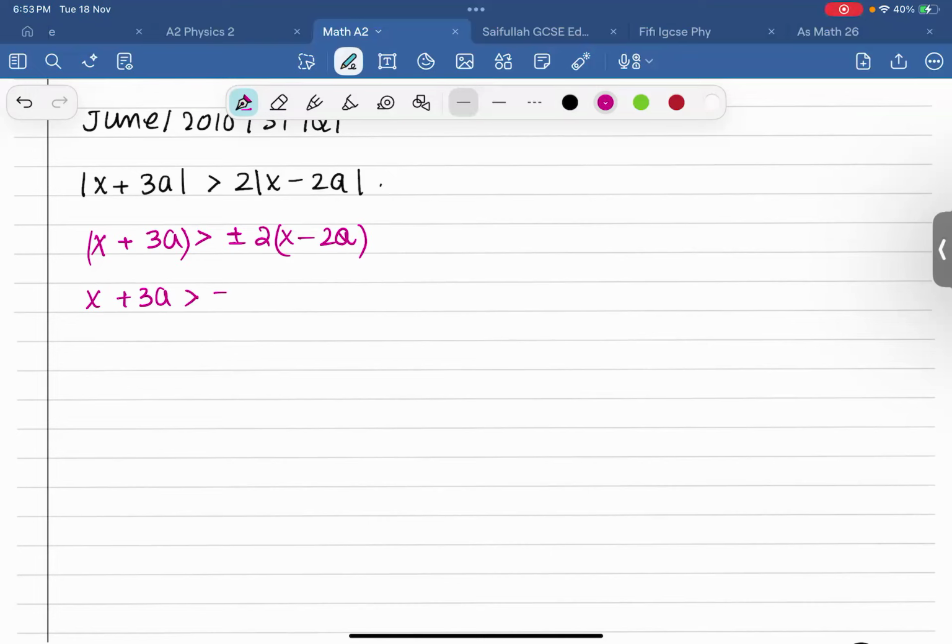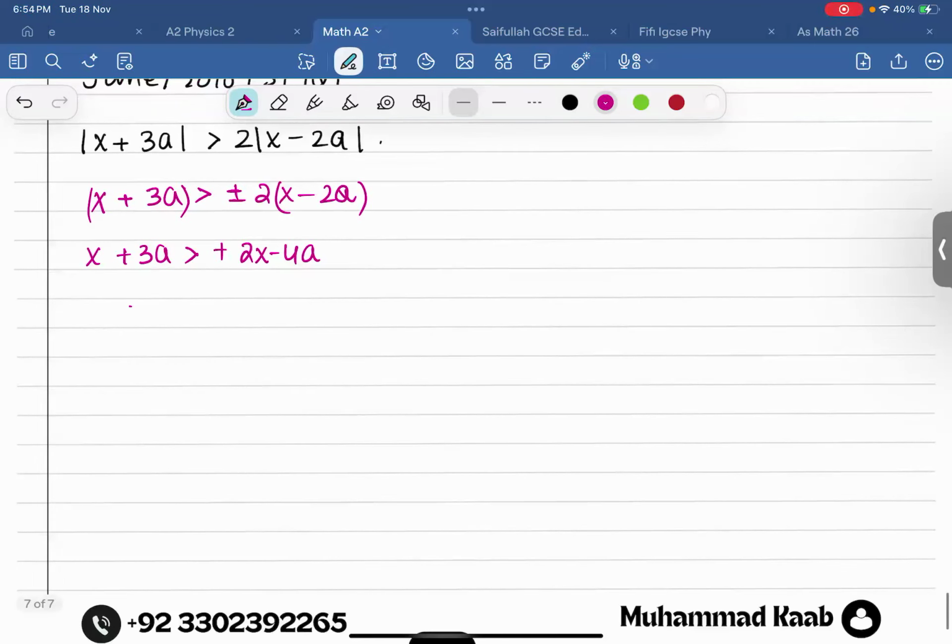मैंने क्वेश्चन ही गलत कॉपी कर लिया था. Oh, 2x and then 4a plus 4a plus or minus 4a. Okay, so that becomes 7a and okay, so this is the first one.